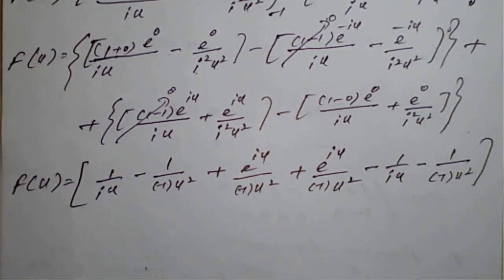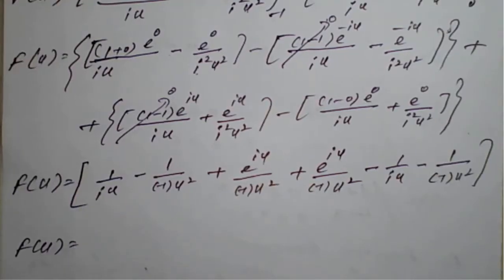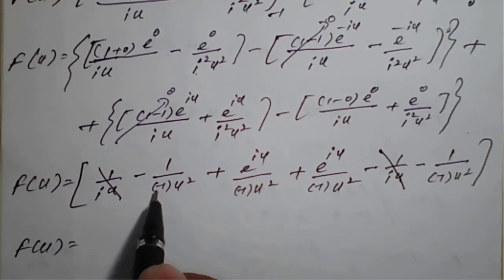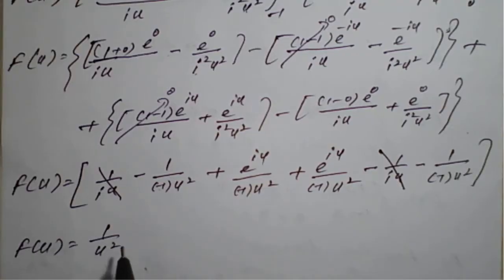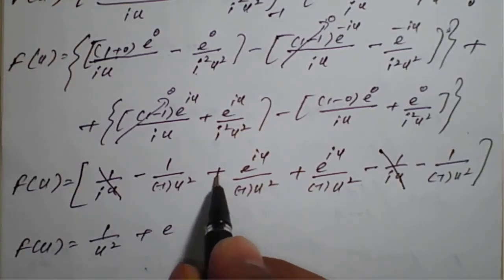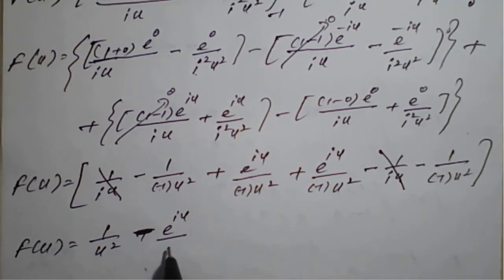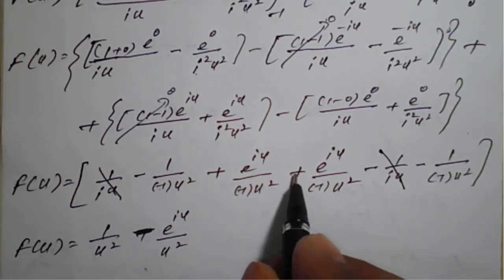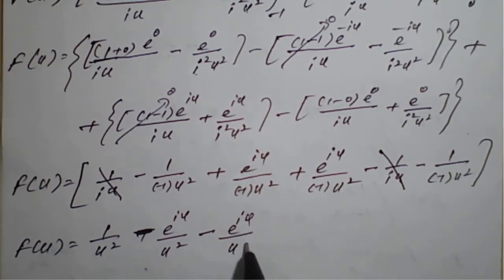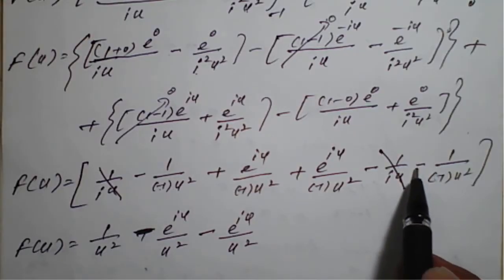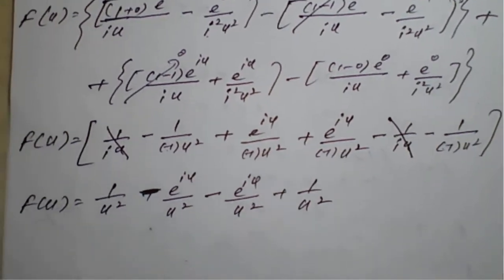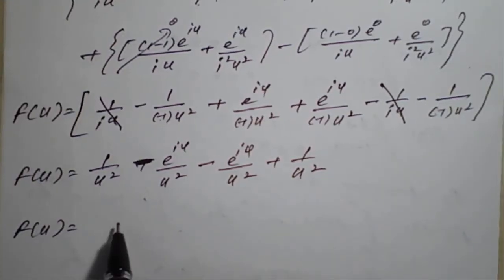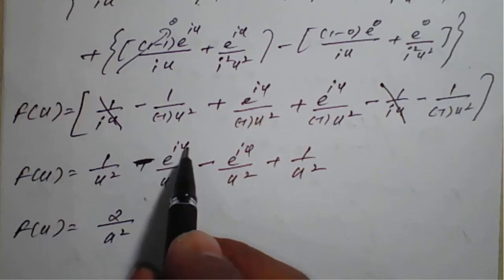So this is the complete simplification after applying the upper and lower limit. Which is nothing but F of u is equal to, so this first term, this term and this term get cancelled. So minus minus plus, so 1 upon u squared, plus into minus is minus e raised to iu divided by u squared, so plus into minus is minus again, minus e raised to iu upon u squared, then minus into minus is plus 1 upon u squared. Which is nothing but F of u is equal to 1 upon u squared plus 1 upon u squared, it will become 2 upon u squared minus e raised to iu.